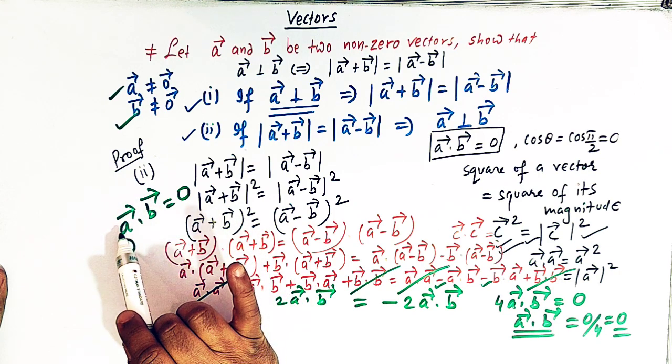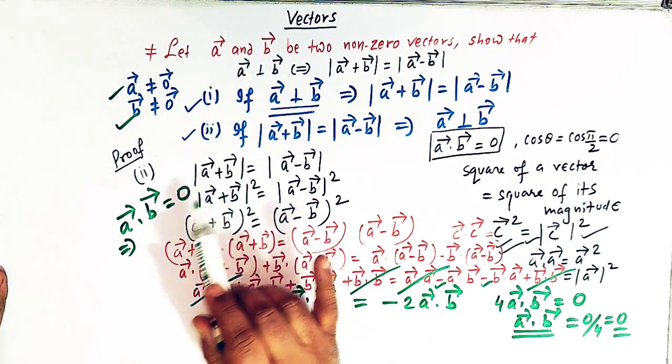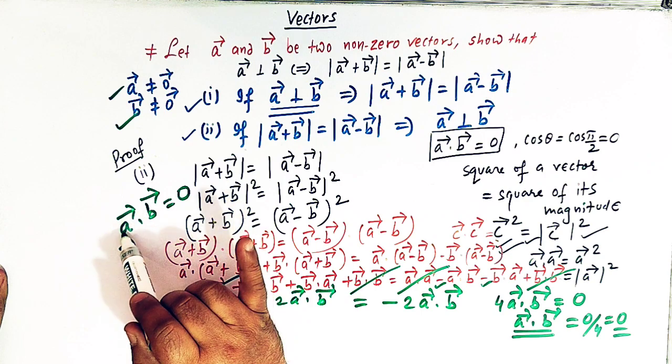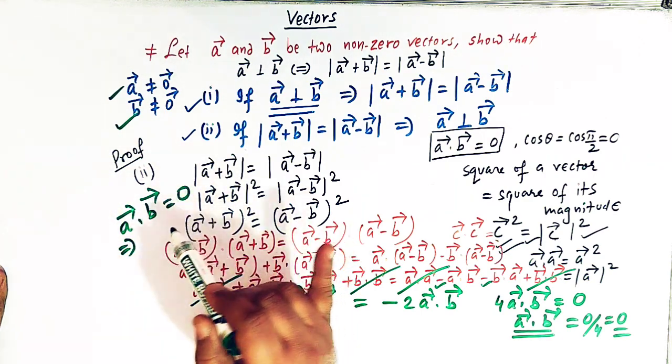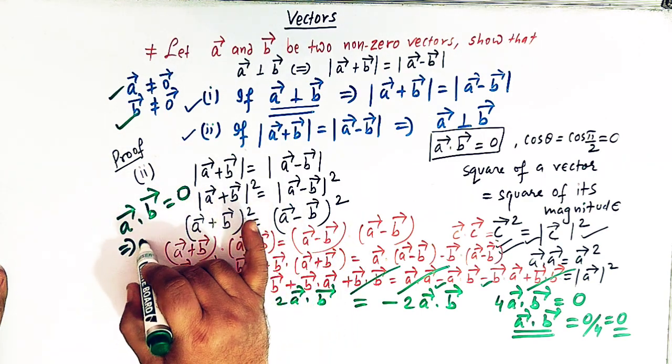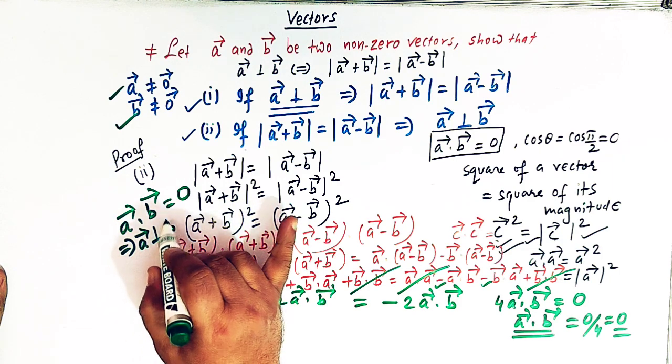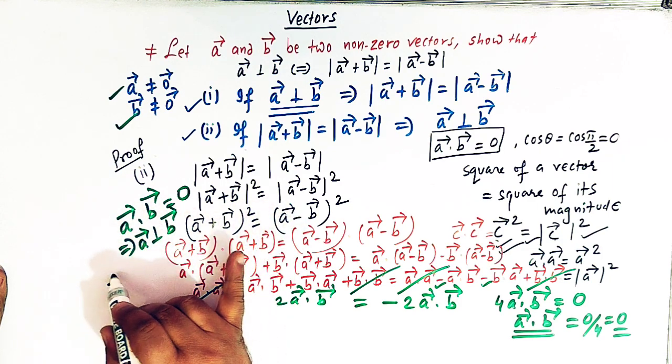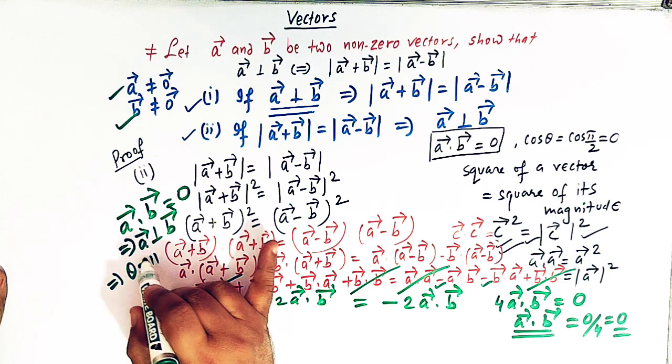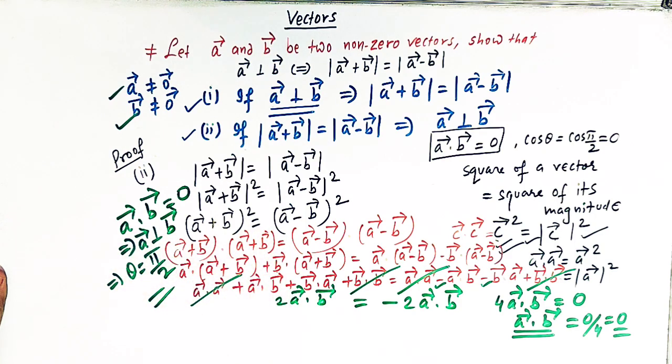So the only condition or the only possibility that the dot product of the two vectors reduces to 0 is that vector a should be perpendicular to vector b. It means the angle theta must be pi by 2, right? So this is how we can discuss or we can solve these type of problems from vectors.